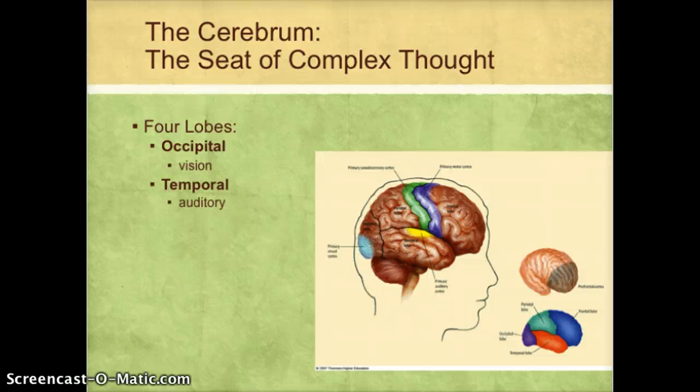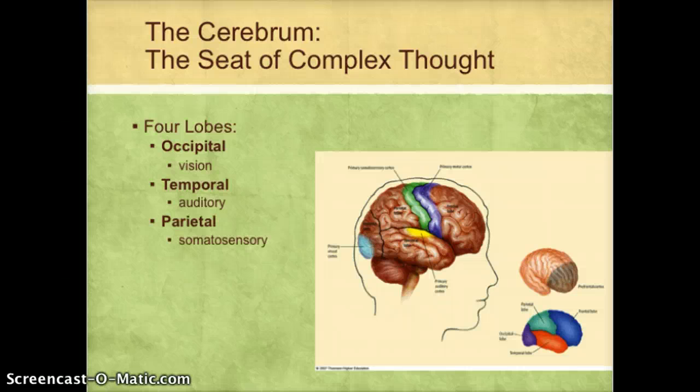Then you have the temporal lobes. The temporal lobes sit kind of underneath and just above your ears, and they handle auditory processing and auditory memories. So things that you hear are processed in those auditory centers.